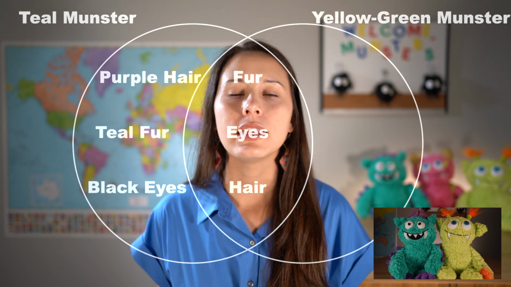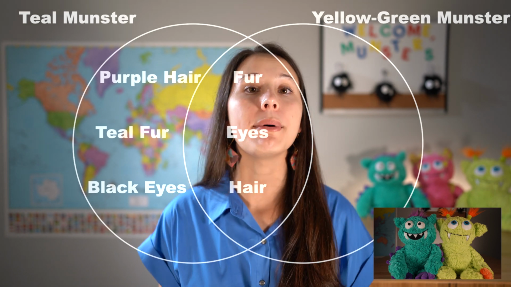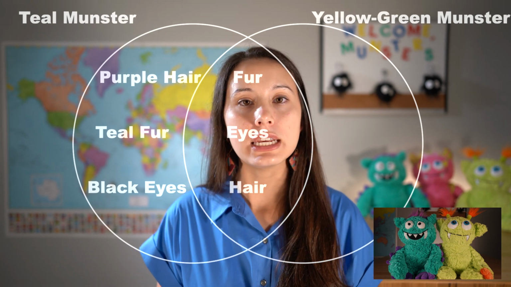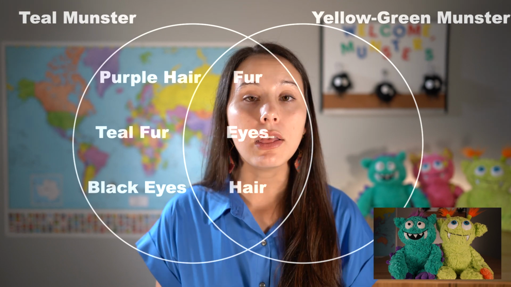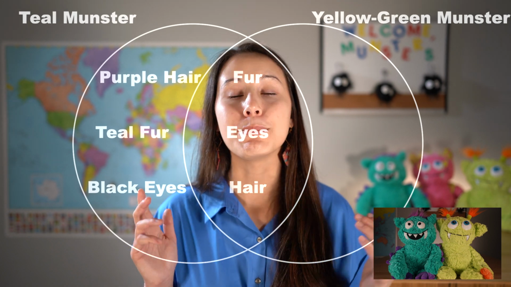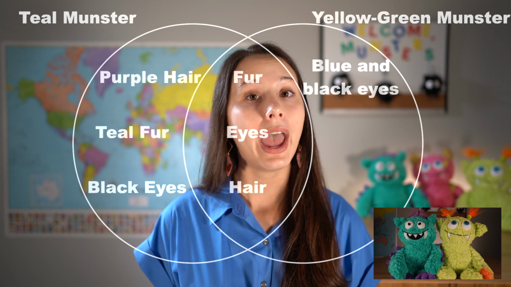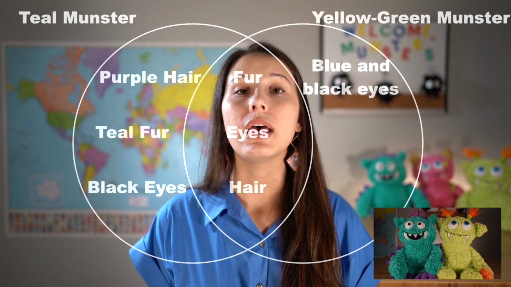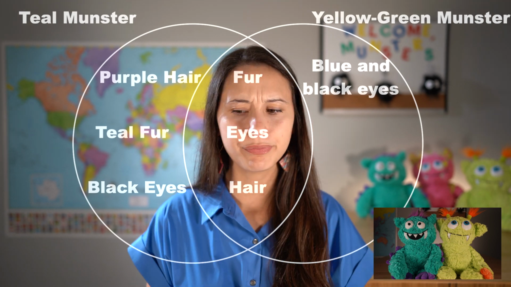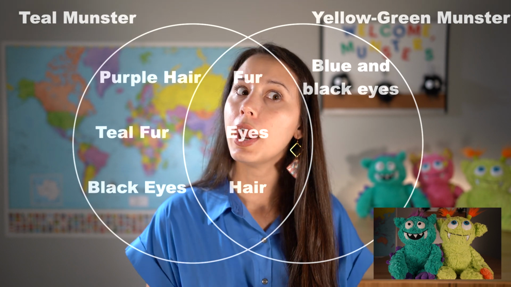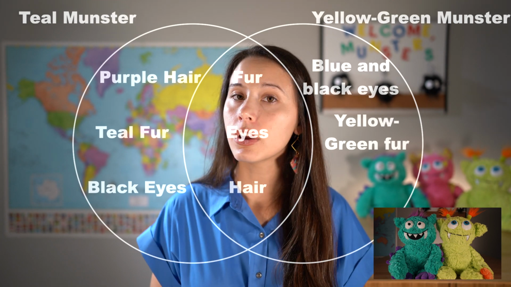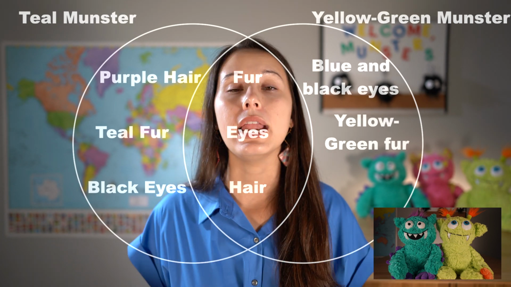Now, when we look at the other side of our Venn diagram, we're talking about the yellow-green Munster. I'm going to give you a few seconds to get yourself ready to go through this section with me. The first thing that I pulled from the word bank is blue and black eyes. This Munster has eyes like the teal Munster, but the yellow-green Munster has blue and black eyes. Now, what else does this yellow-green Munster have? Yellow-green fur. This Munster has fur like the teal Munster, but it is a different color.